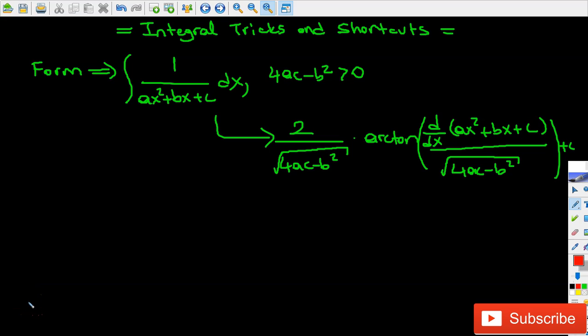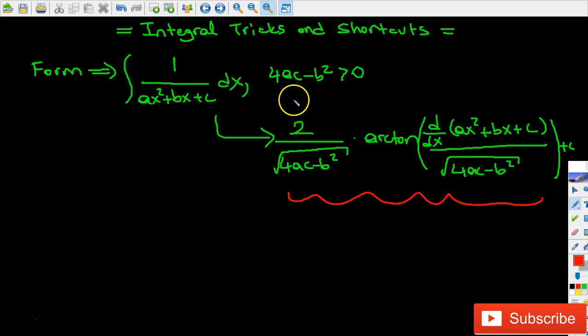In this video, we're going to talk about one integral trick and shortcut involving quadratic functions in the denominator. So in this case, the form of this integral is the integral of 1 over ax squared plus bx plus c. Normally, what I would do conventionally to solve this integral is to try to complete the square at the bottom. But if I want to save some time, especially if I'm taking a competitive exam, what I need is this shortcut method, okay?